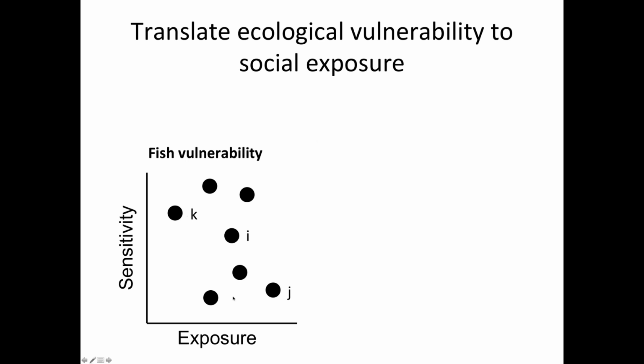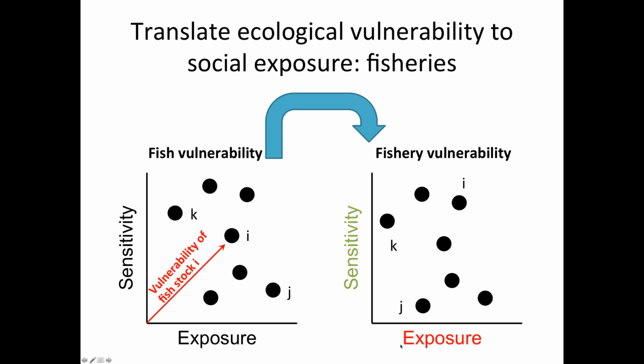We have species I, J, and K that have different rank vulnerabilities based on their exposure and sensitivity. What we did is we said that we could estimate the vulnerability as the distance from the origin for a given species, and then assume that that's equivalent to the exposure of a fishery to climate change. That is, the fishery's exposure is based on how much the species they target are expected to be affected by changes in sea surface temperature and chlorophyll. So that leaves the sensitivity axis to evaluate on the social side.